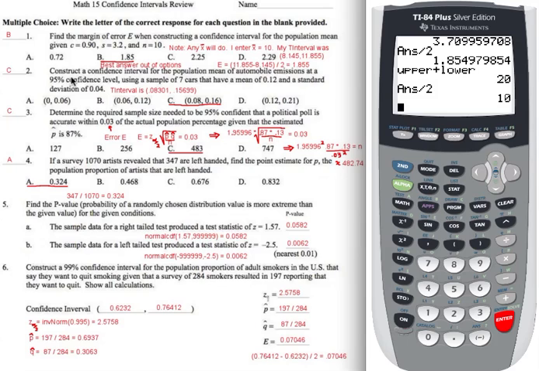Let's look at the second question. Construct a confidence interval for a population mean of automobile emissions at a 95% confidence level using a sample of 7 cars that have a mean of 0.12 and a standard deviation of 0.04.